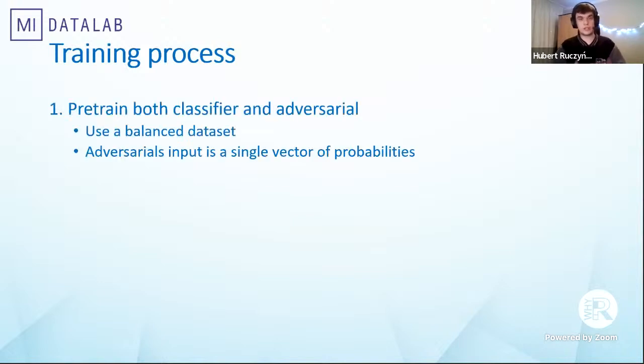Now I'd like to describe the training process shortly. Firstly, we pre-train the classifier and adversarial on a balanced dataset. Unfortunately, we need to have a similar amount of privileged and discriminated observations for the adversarial to work. After all, it makes class predictions based on a vector of probabilities only. Later, we begin the proper PAN training with both networks. We train the adversarial, provide its loss to the classifier, and after that we train the classifier on a single random minibatch. We repeat this process a desirable amount of times, and after that we should get predictions which are indeed fair.